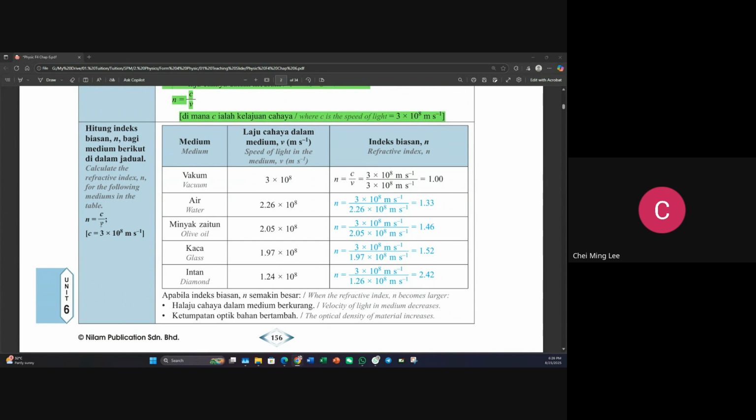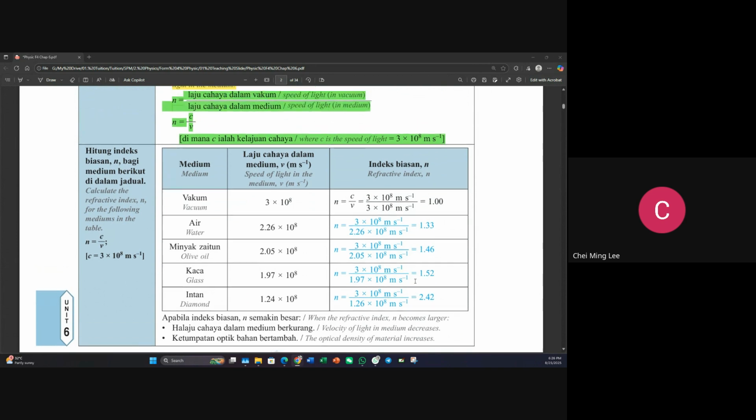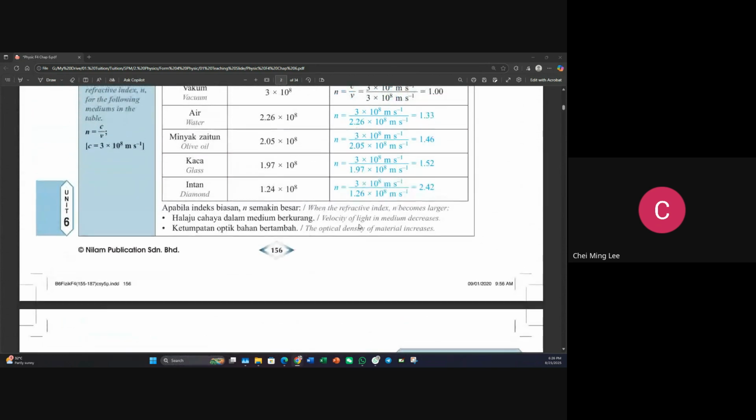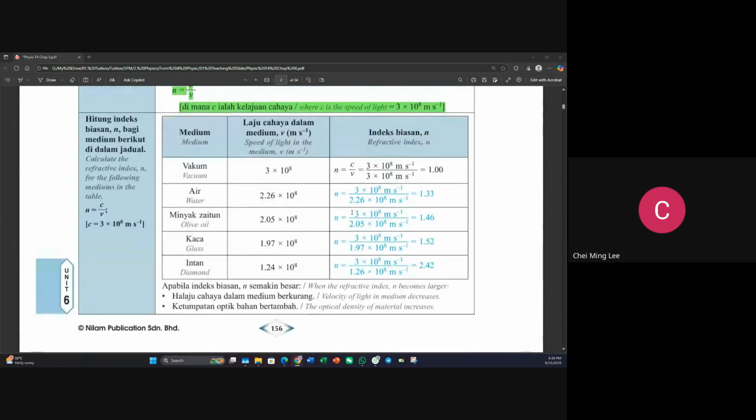All right, so let's see how we calculate the refractive index. The formula of refractive index is C, the speed of light in vacuum, divided by V, the speed of light inside the medium. So this one is 1.00 because 3/3. This one is 3/2.26, so it's 1.33, and so on. Do you need to copy this one? I think you better copy this down as well.